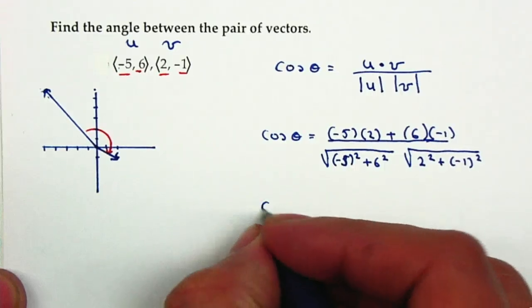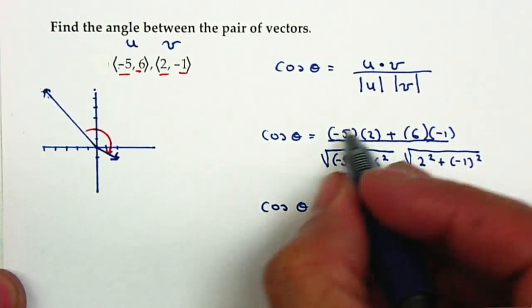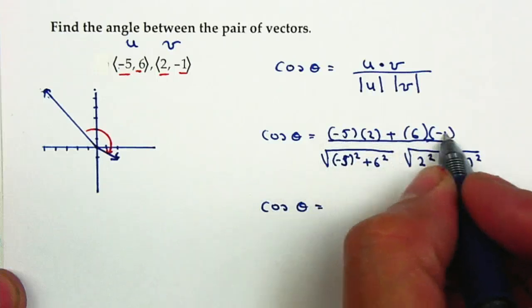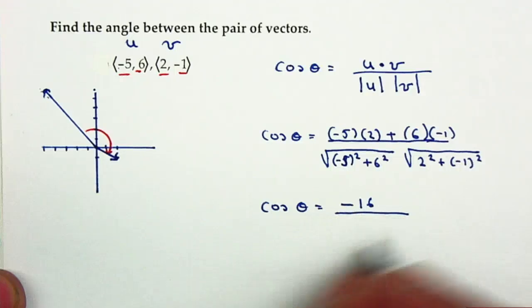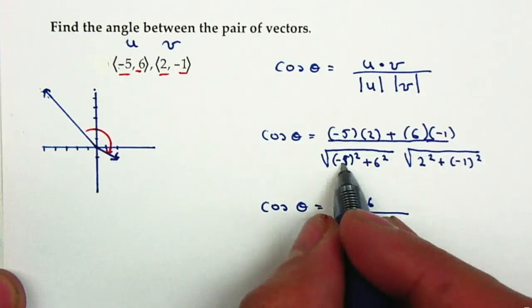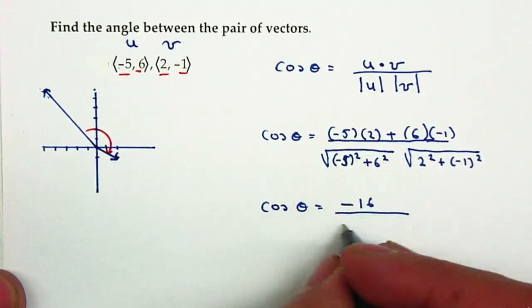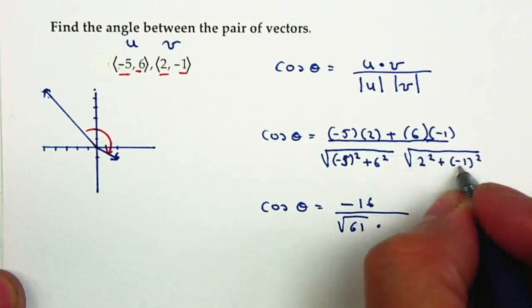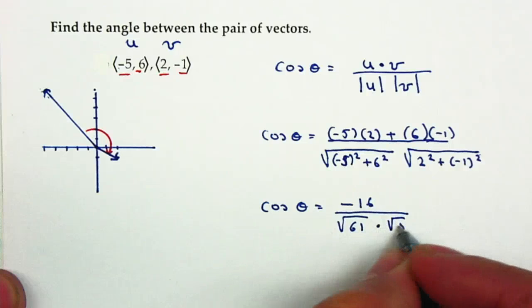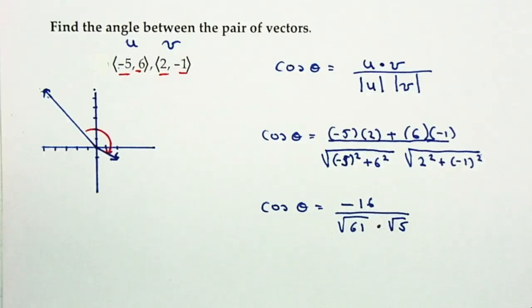And let me simplify before I tap into the calculator. It might make it a little bit easier. Cosine of the angle equals: this is negative 10 and this is negative 6, so it gives you negative 16 over. This is 25 plus 36, which gives you 61, multiplied by this, which is 4 plus 1, the square root of 5. And I want to type that into the calculator.